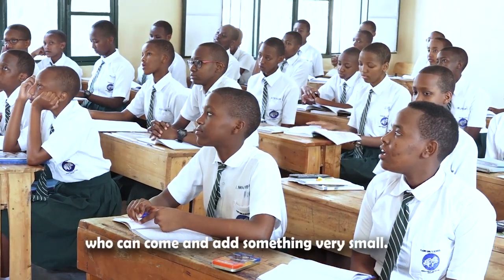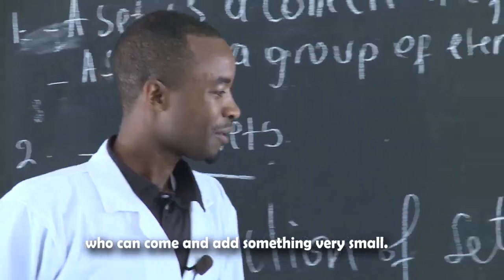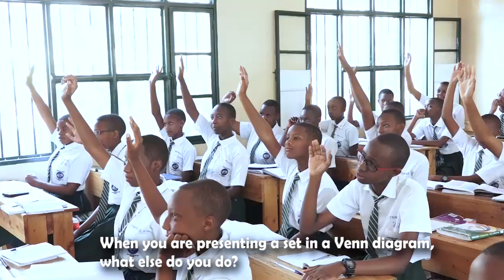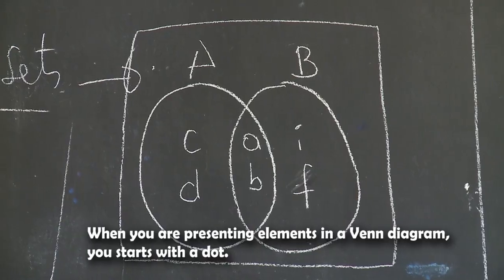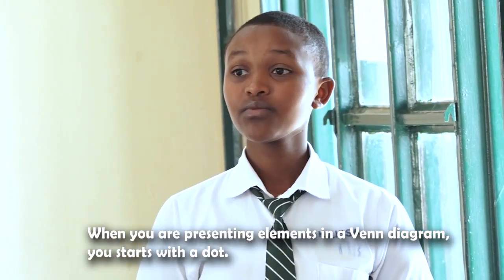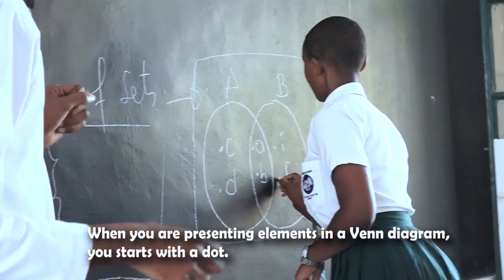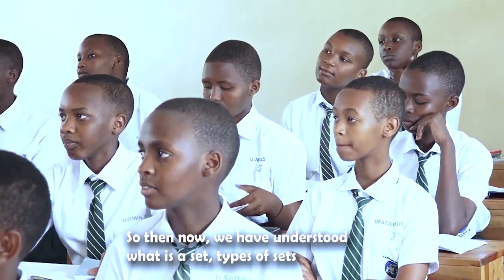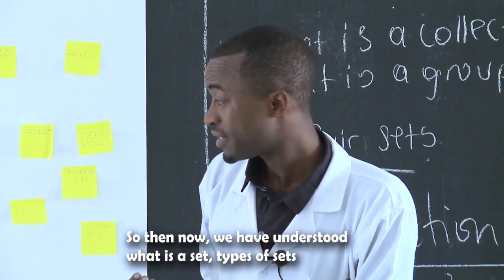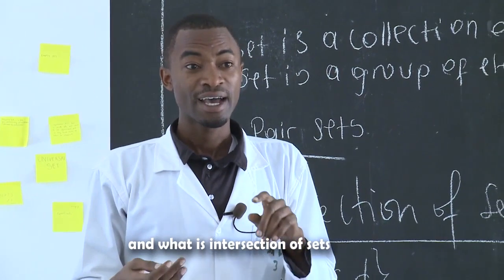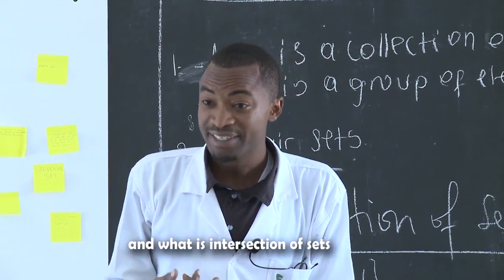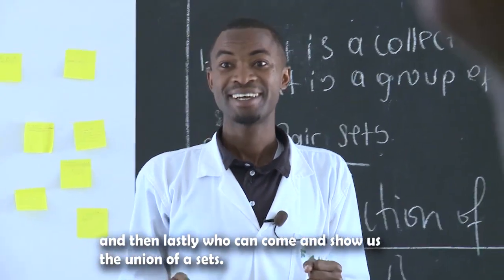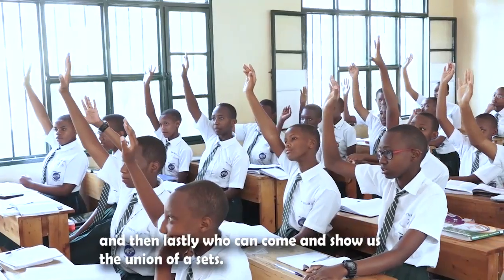Who can come and add something very small? When you are presenting a set in a Venn diagram, what else do you do? When presenting elements in a Venn diagram, you first start with a dot. Thank you very much. I love it. So now we've understood what a set is, types of sets, and what is intersection of sets. And then lastly, who can come and show us the union of sets? The union of sets.